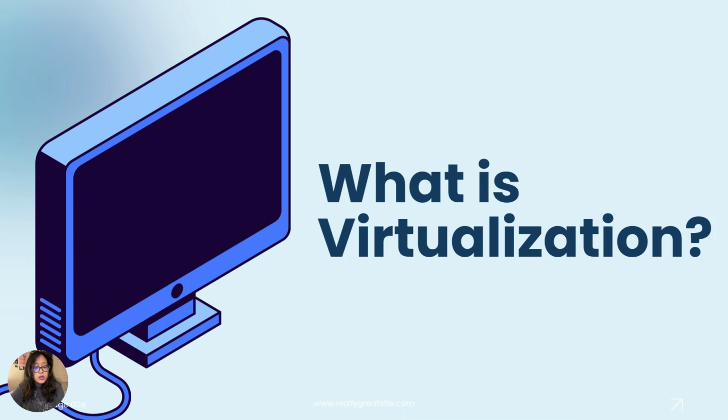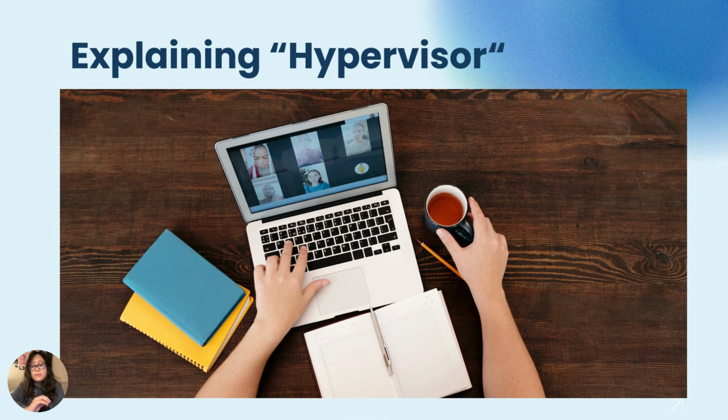And then moving on to hypervisor. Now, what is a hypervisor? I'm going to explain that. So, a hypervisor is software that actually makes virtualization happen. It sits between the physical hardware and the virtual machines, and its job is to create, run, and manage those virtual machines, allocating CPU, memory, and storage to each one, and making sure they don't interfere with each other.